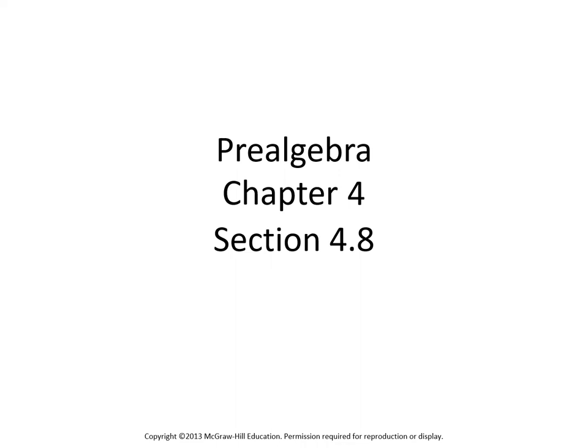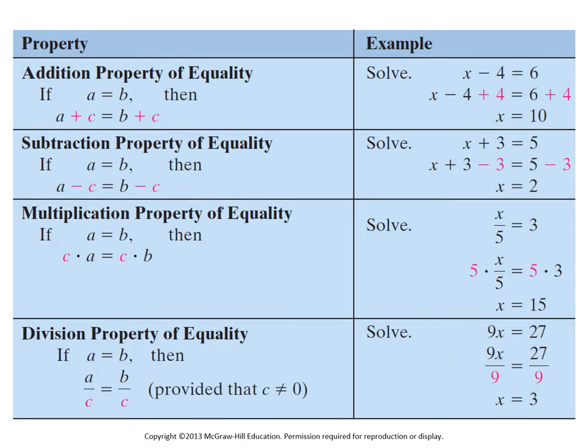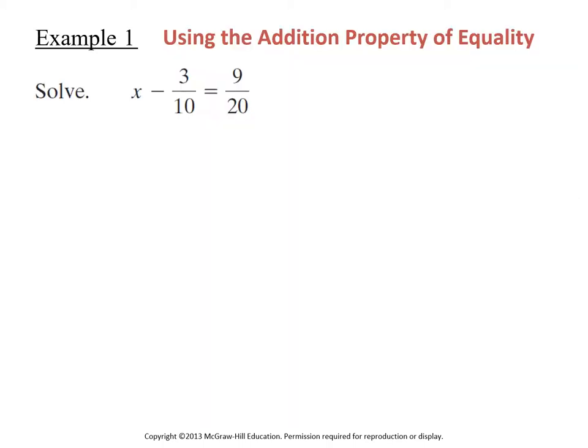This is section 4.8, and we are going to solve equations that contain fractions. And we are going to use the same properties that we use to solve equations with integers. So we're going to solve this equation, x minus 3 tenths equals 9 twentieths. So my goal is to find the value of x, and I want to eliminate the constant.